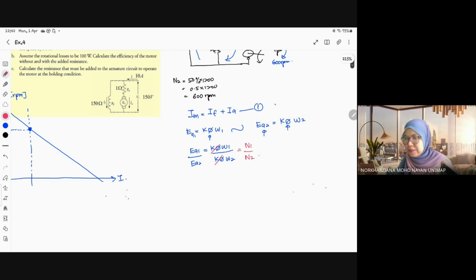Next, let's take a look at the motor speed equation. Your motor speed equation is number 2: Vt over Kv minus Ra Tb over Kv squared.